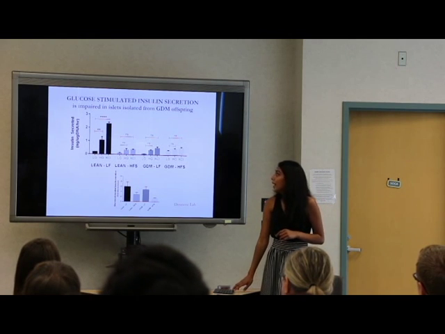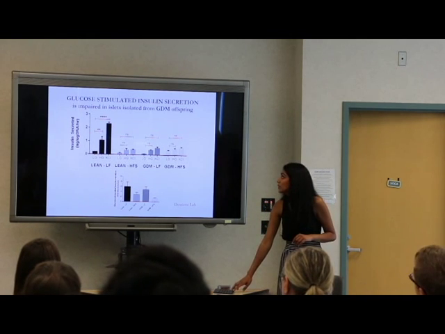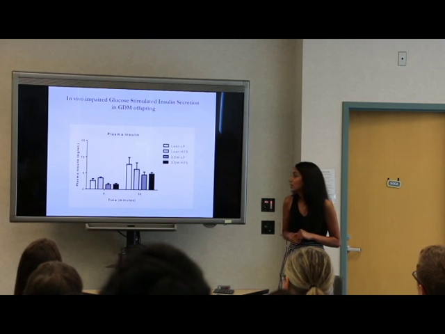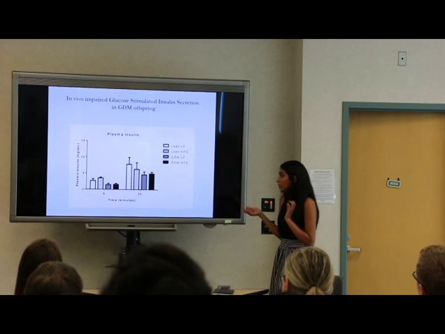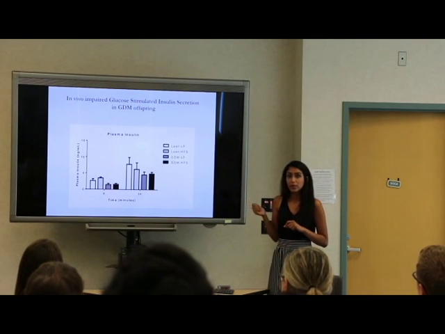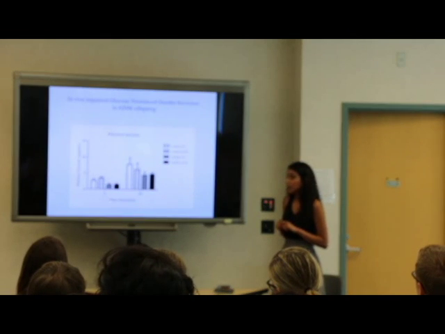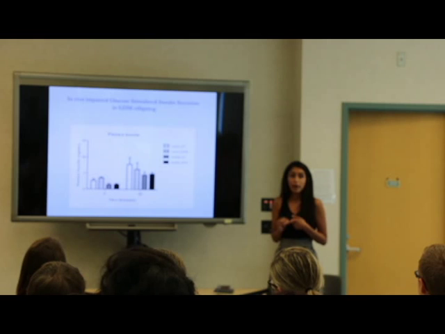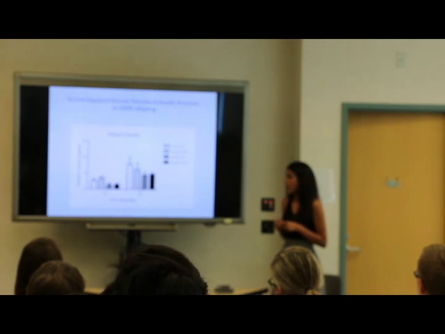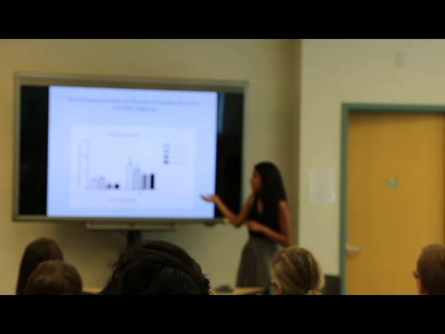So because our ex vivo results were promising, we also did an in vivo experiment. Here, the zero time point correlates to the LG graph in the previous, so it's our basal level of insulin secretion. Then the rats were injected with 2 grams of glucose per kilogram of weight, and then we measured their plasma insulin content at a 30-minute time point.